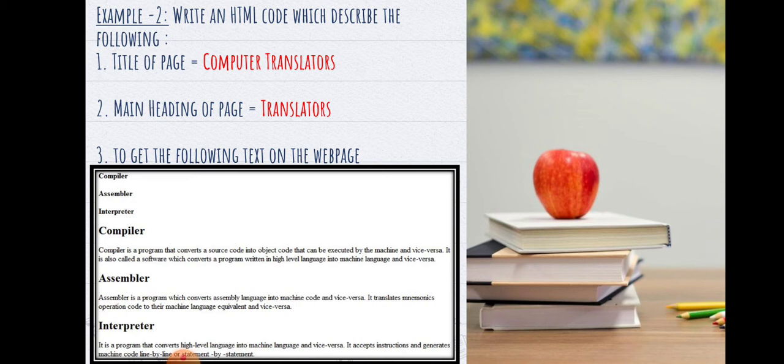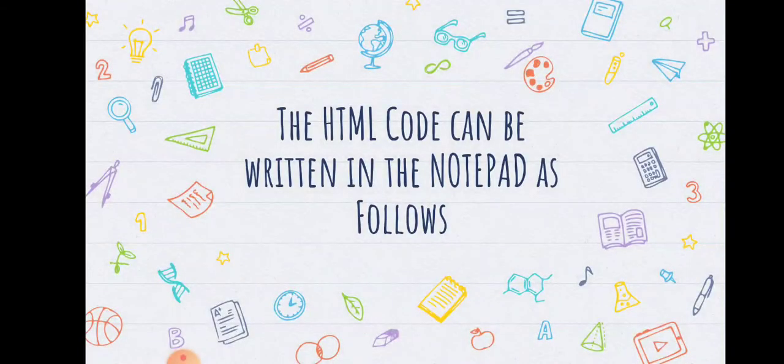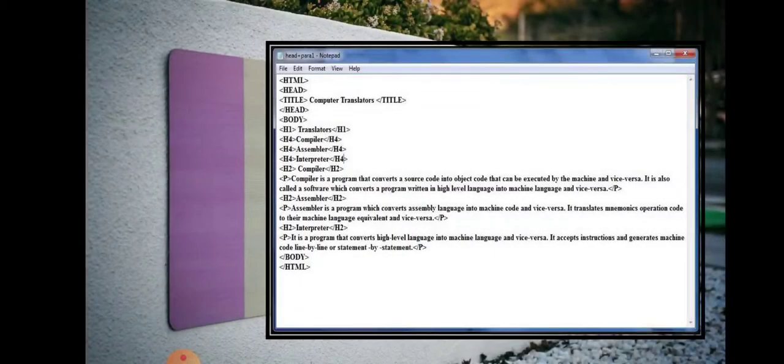Next is the subheadings and small description of subheadings. That is, compiler is a subheading whose description is a paragraph. So for compiler, assembler, interpreter, we can use H2 heading tag, and the description of these can be enclosed in separate paragraphs. Now let me show you the complete notepad file of HTML code.